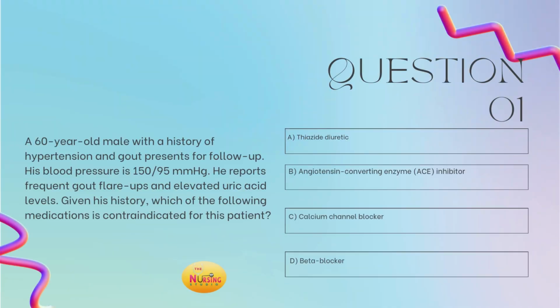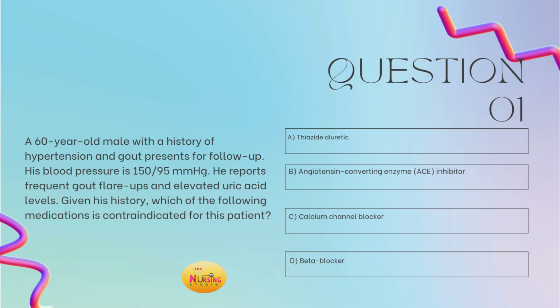Question number one states a 60-year-old male with a history of hypertension and gout presents for follow up. His blood pressure is 150 over 95. He reports frequent gout flare ups and elevated uric acid levels. Given his history, which of the following medications is contraindicated for this patient? Is it A, a thiazide diuretic? Is it B, an ACE inhibitor? Is it C, a calcium channel blocker? Or is it D, a beta blocker? Take a moment and tell me what you got in the comments, y'all.